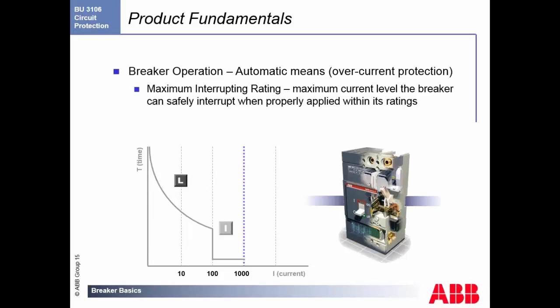A maximum interrupt rating is the maximum current level the breaker can safely interrupt when applied within its rating. Basically saying that if you go 1,000 times the current rating of this, say 800 amp breaker, we're going to open instantaneously at the 2 millisecond mark right here without any damage to our breaker. However, if you go past that line, we cannot make that same statement, because you are exceeding the maximum current level. This is something you don't want to do because it can result in catastrophic failure in both the breaker and the equipment down the line from the breaker.